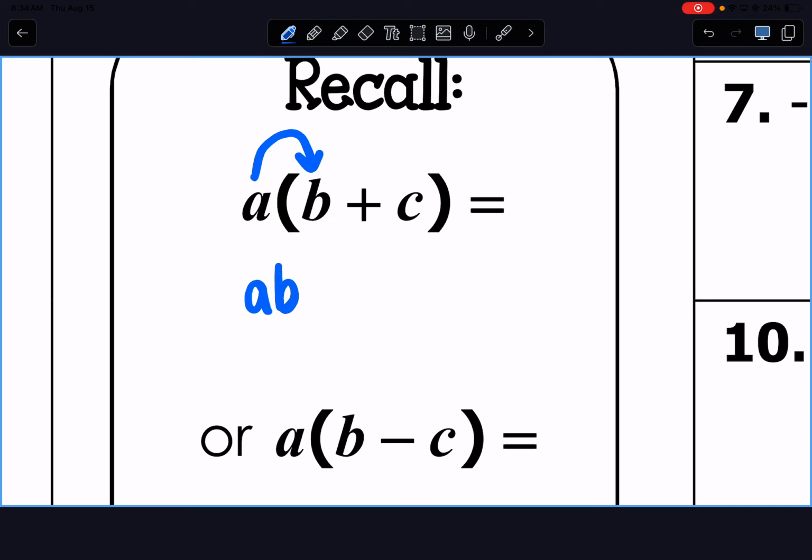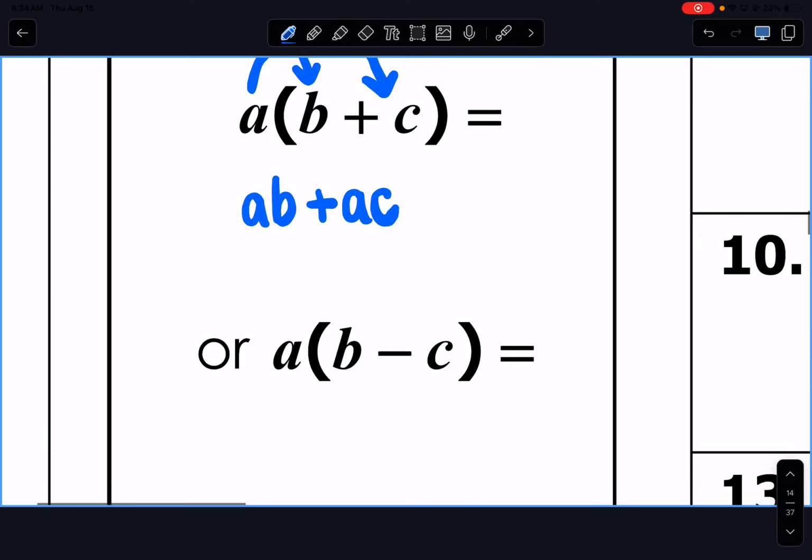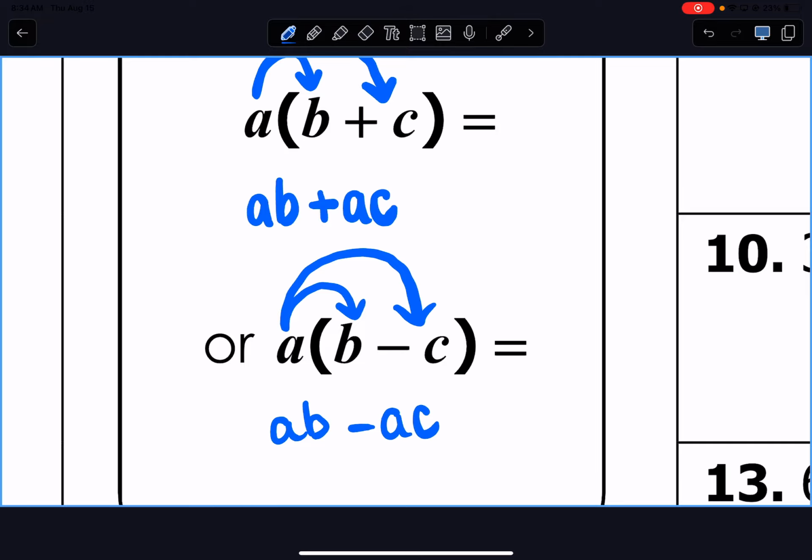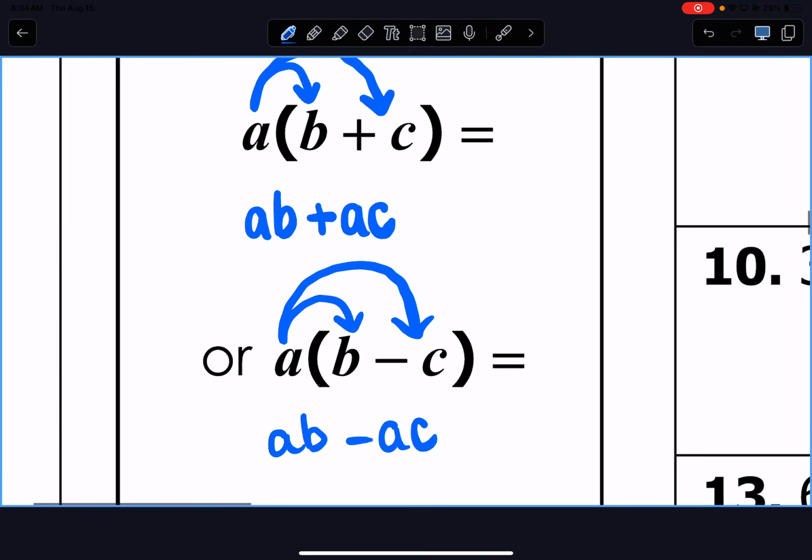Then what else do I do? Yep. What is A times C? Positive or negative? So we get positive AC. That's all that is. And then it wants us to do the same thing but with a negative in there. So what do I do first on the bottom one? Which is just AB. Then what? Minus AC, because I got to multiply these two together. There we go. That is the distributive property.